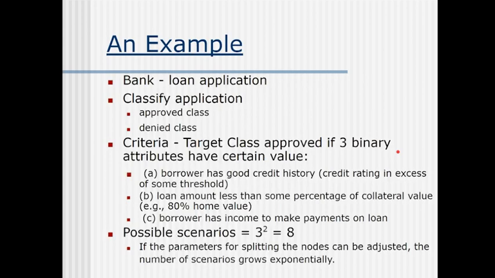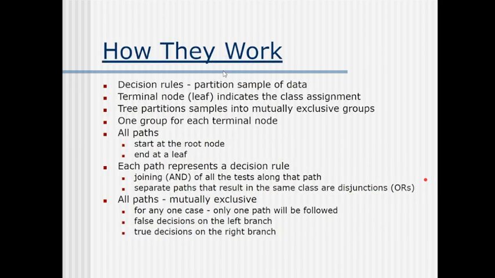So one example would be a bank loan application. To classify this application, we would have an approved class and a denied class. And the criteria: the target class is approved if three binary attributes have a certain value. In order to be approved, A, the borrower has a good credit history, a credit rating in excess of some threshold. B, loan amount less than some percentage of collateral value, for example, 80% of the home value when you're taking out a loan for your house. Or C, the borrower has income to make payments on the loan. So possible scenarios, we just take 2 cubed equals 8. But if the parameters for splitting nodes can be adjusted, the scenarios grow exponentially, as with the square function here.